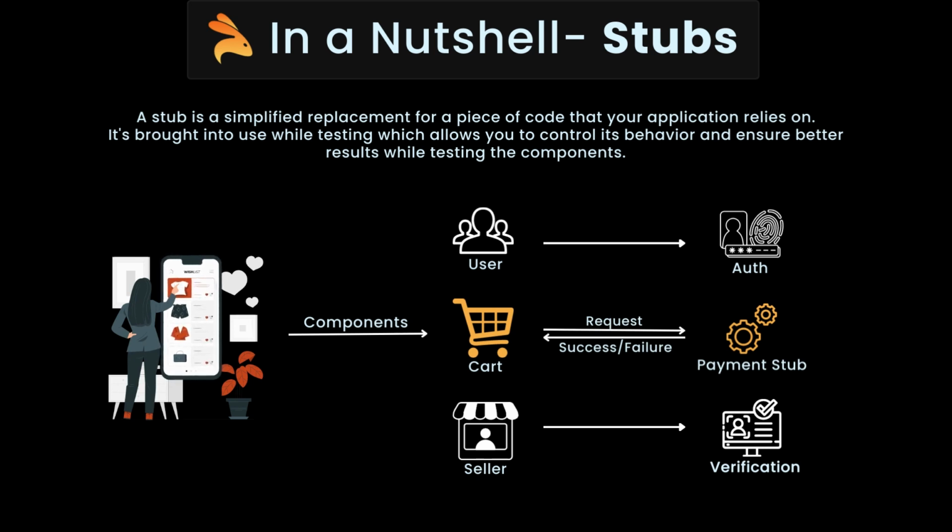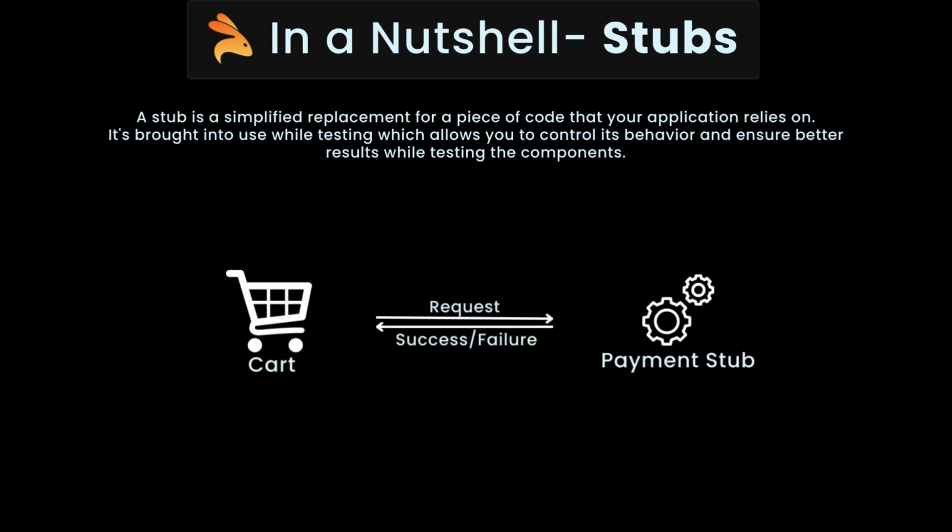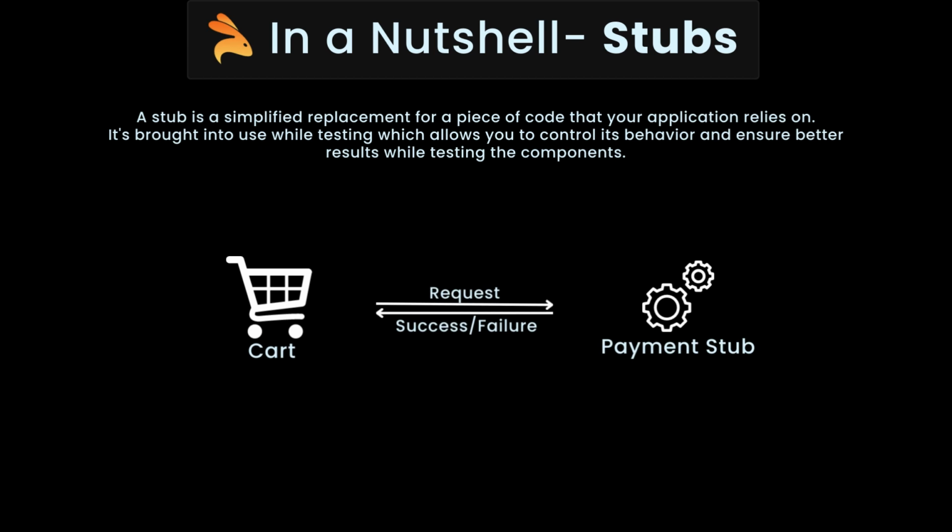The stub will be written in such a way that every time a request is sent to it, a programmed hard-coded value is returned. And as mentioned in the definition about controlling the behavior of a stub, that's what it meant. We may program it to always return a success response to test how the cart behaves on receiving a payment success response, and the same way can be carried out with the payment failure response also.